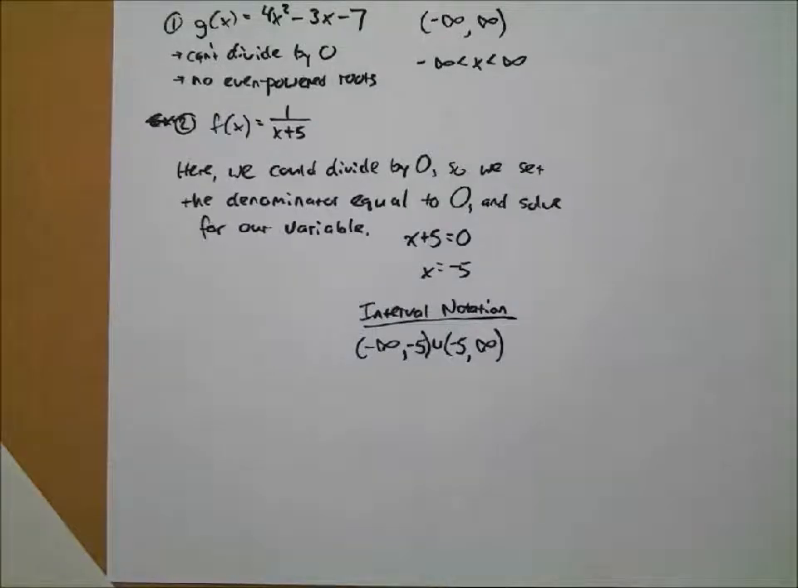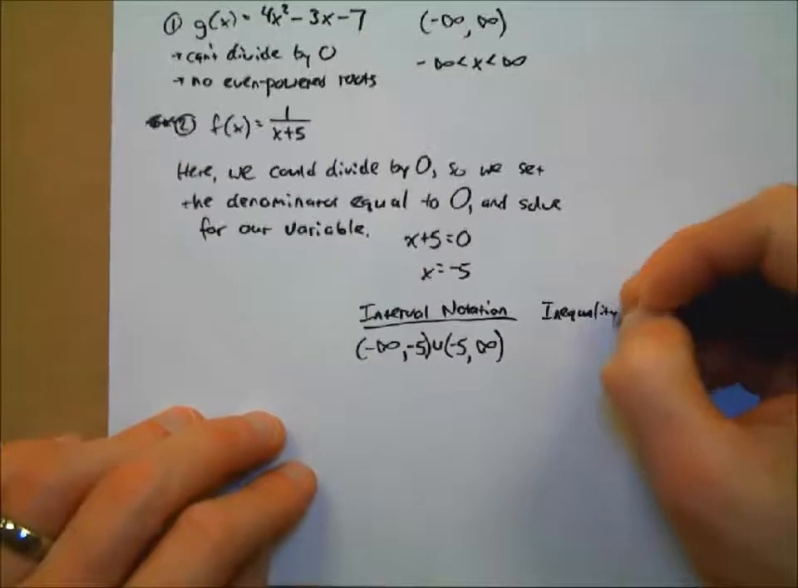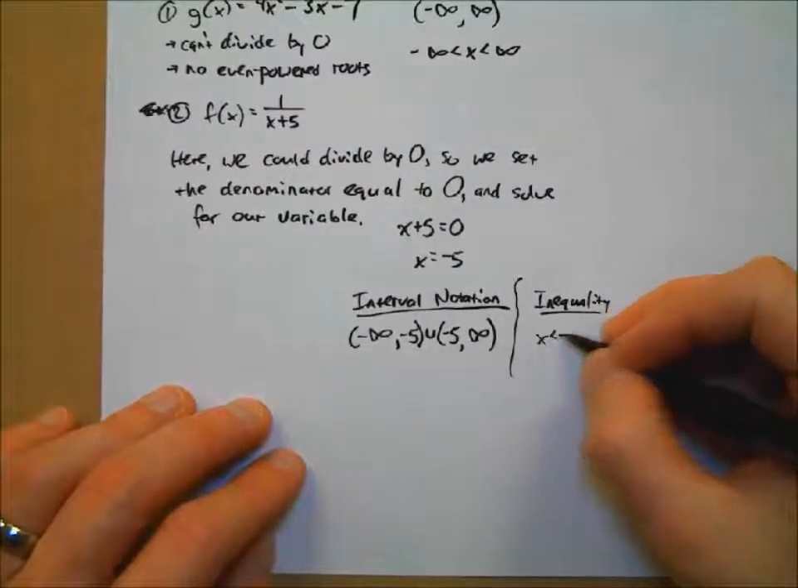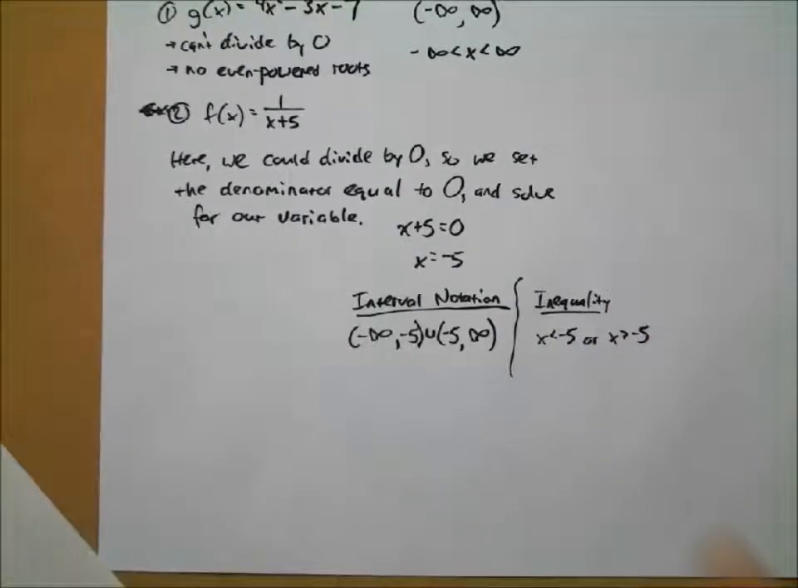Okay, for inequalities, if you want to do an inequality here, you could say something like x is less than negative 5 or x is greater than negative 5, like that. Or you can do two compound inequalities.